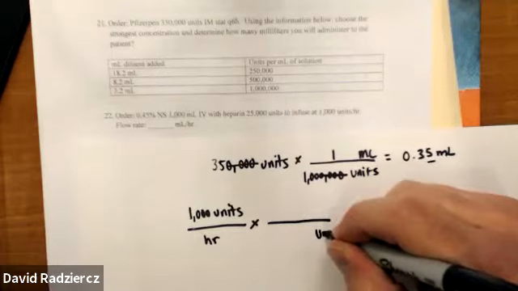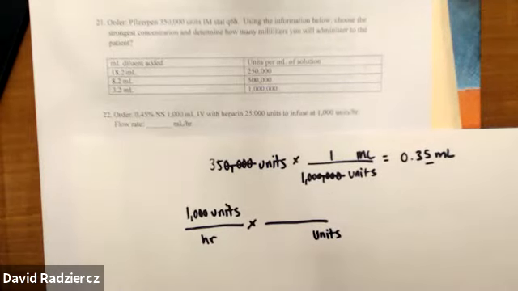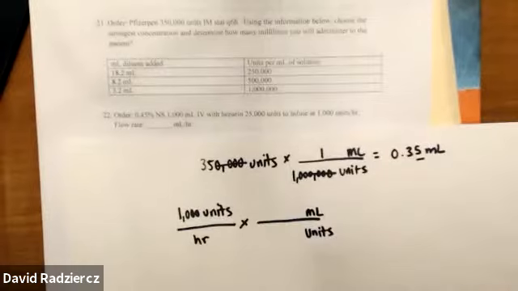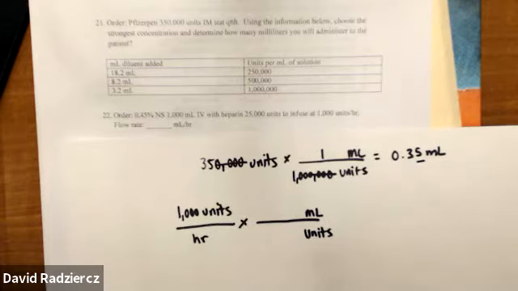going to do is ask yourself, what am I wanting to get rid of? Units. What do I want to keep or transfer to? Milliliters. And then, do I have anything that could connect milliliters and units? And the answer is yeah. You have 1,000 milliliters of 0.45% normal saline, and inside of that 1,000 milliliters of 0.45% normal saline, you have 25,000 units of heparin.